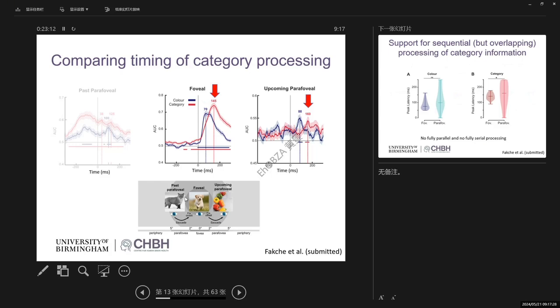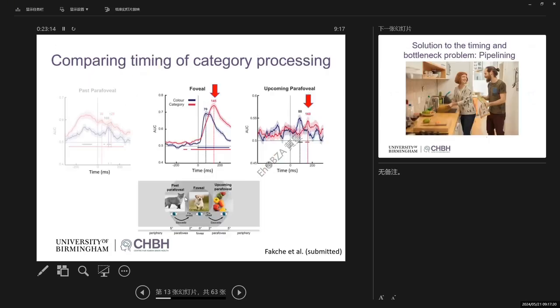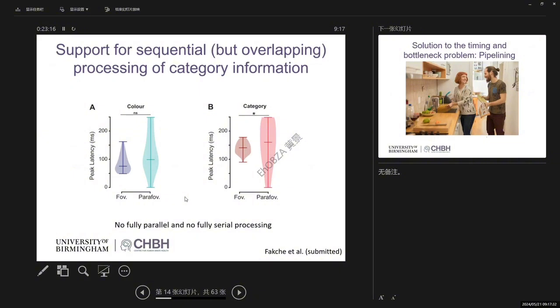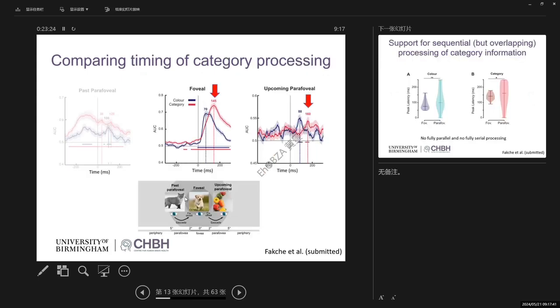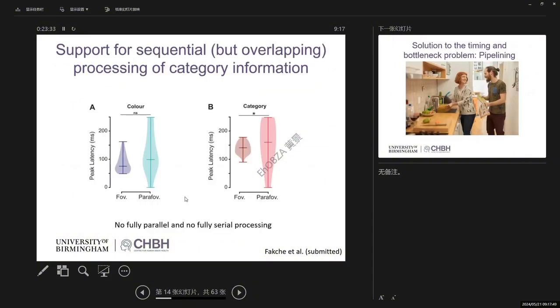So this is just to show you statistics of these numbers. When we look at the statistics, the category difference is significant. The color difference in timing is barely significant, right? So mainly this effect between 145 and 160 is the robust one. Nevertheless, how do we interpret these findings?